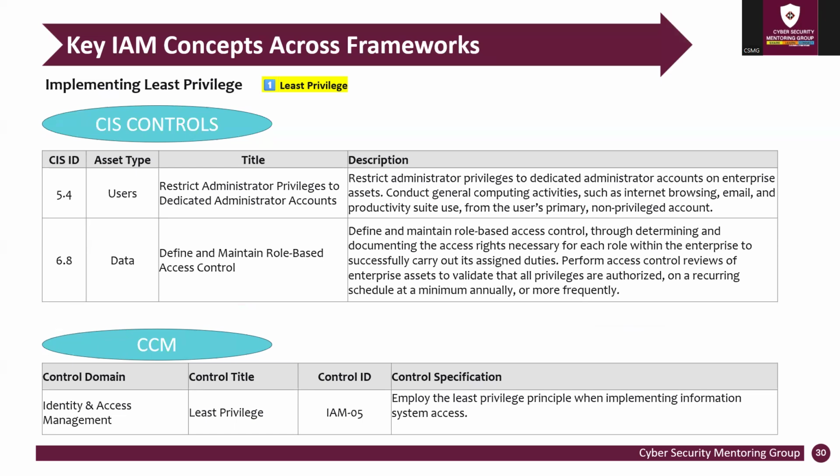CIS control: restrict administrator privilege to dedicated administrator accounts. Some people have an admin account on their user profile, on their normal email account. That's disastrous, because if anything happens through phishing and that account is compromised and has admin responsibility, the organization is in trouble.